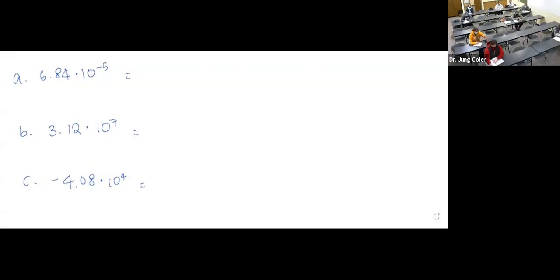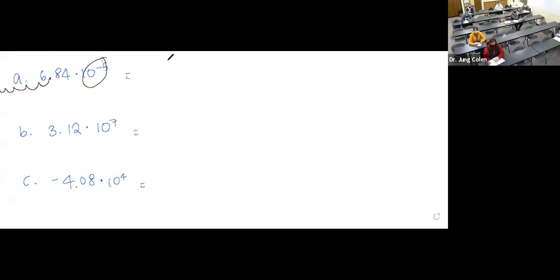Are you guys done? Okay, so help me out. Let's take a look at this number, 6.84 times 10 to the negative fifth power. When you're looking at 10 to the negative fifth power, you already know that this number will get bigger or smaller? Smaller. So we move the decimal point to the right or left? Left. By how many places? 5. Very good. 1, 2, 3, 4, 5.